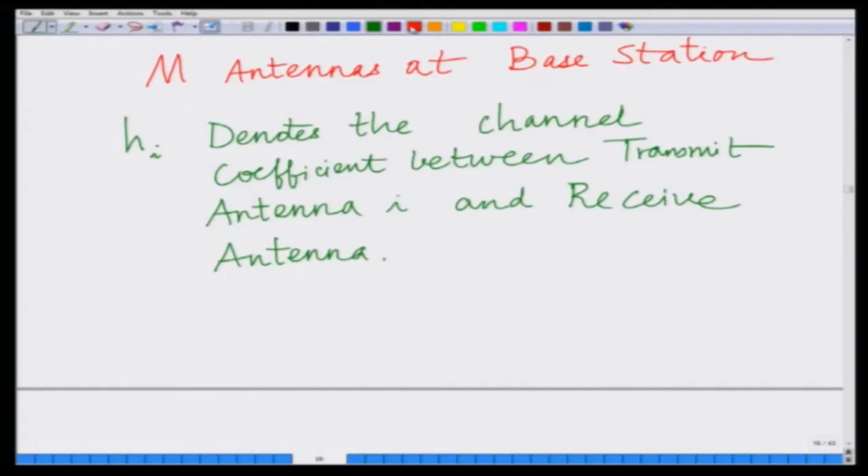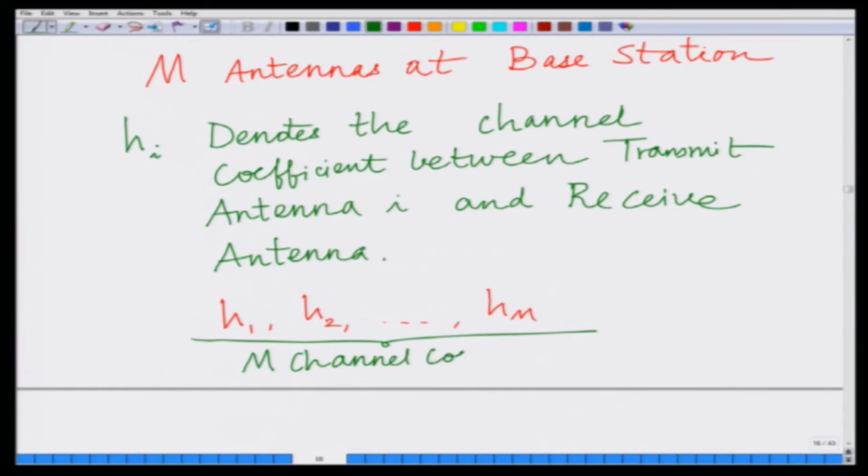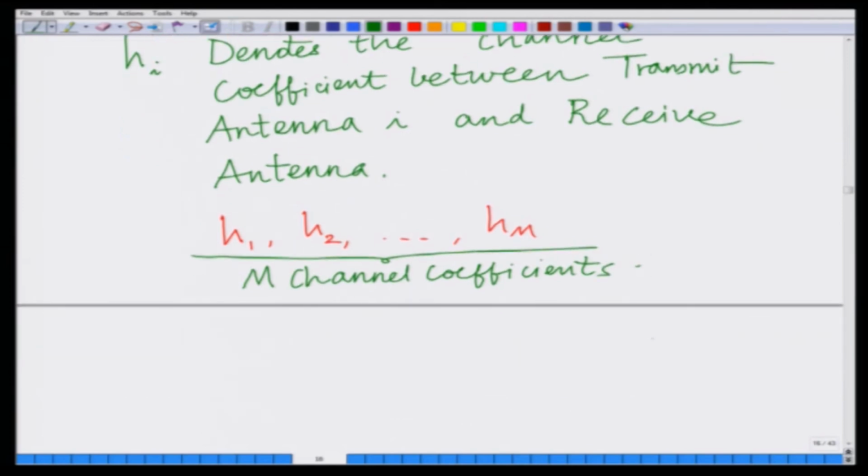And since we have M transmit antennas, therefore, we naturally have M channel coefficients corresponding to the M transmit antennas. Okay. So, what we have is M channel coefficients H1, H2, up to HM, these are your M channel coefficients, correct. In this multi antenna wireless communication system, we have M channel coefficients, and to begin with these M channel coefficients are unknown, that is the paradigm of channel estimation.